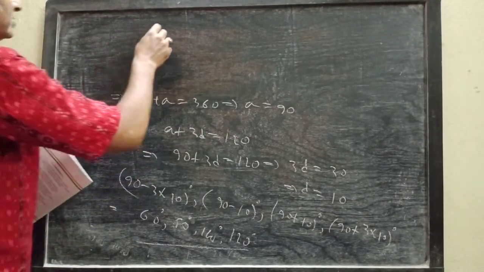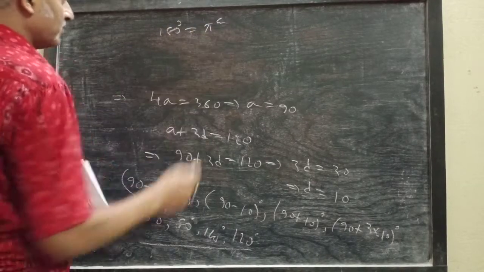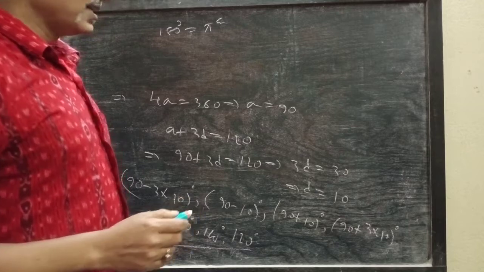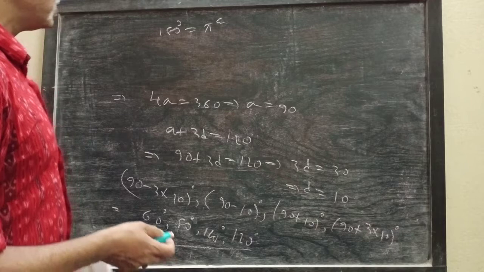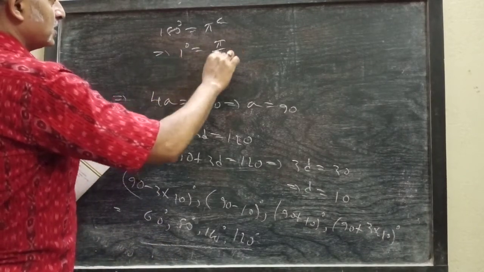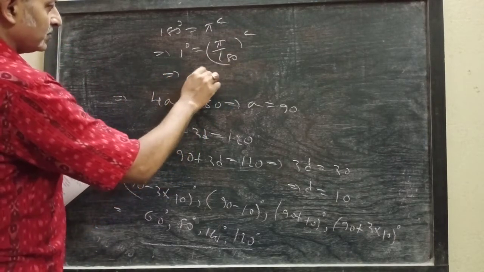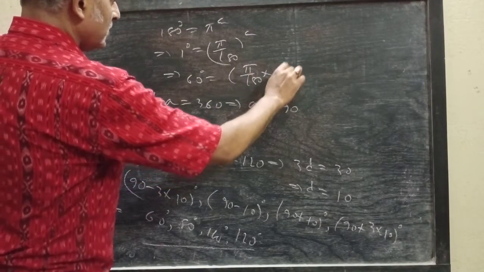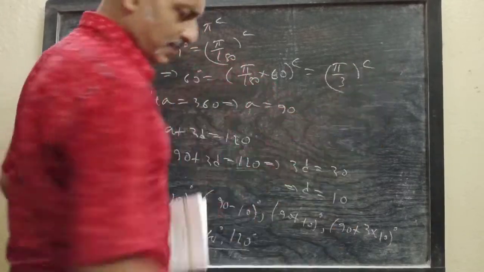We have the relation 180 degrees equals pi radian, because we know one right angle is pi by 2 radian. One right angle is 90 degrees, so 90 degrees is pi by 2 radian. So 180 degrees is pi radian. That means 1 degree is pi by 180 radian. That means 60 degrees will be pi by 180 into 60 radian, that is pi by 3 radian.